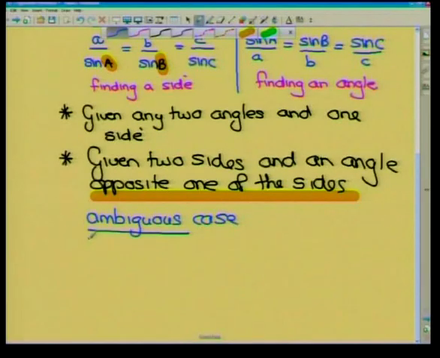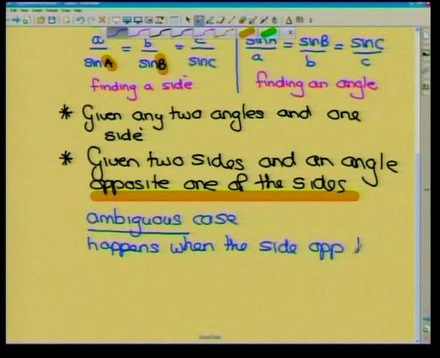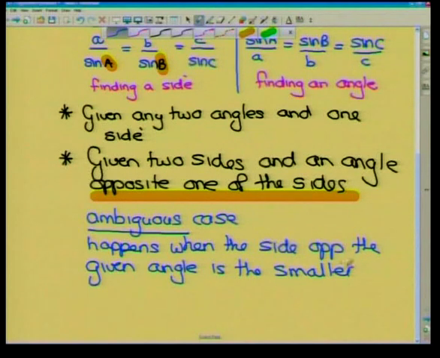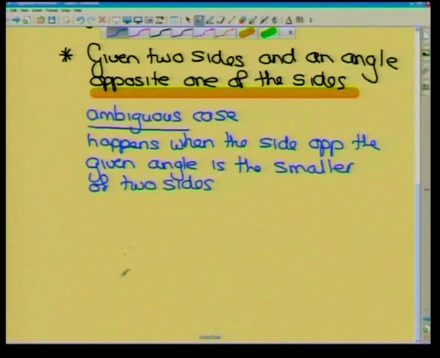Let's write down a rule. The ambiguous case happens when the side opposite the given angle is the smaller of the 2 sides. Now, I'll explain to you why that happens right now.